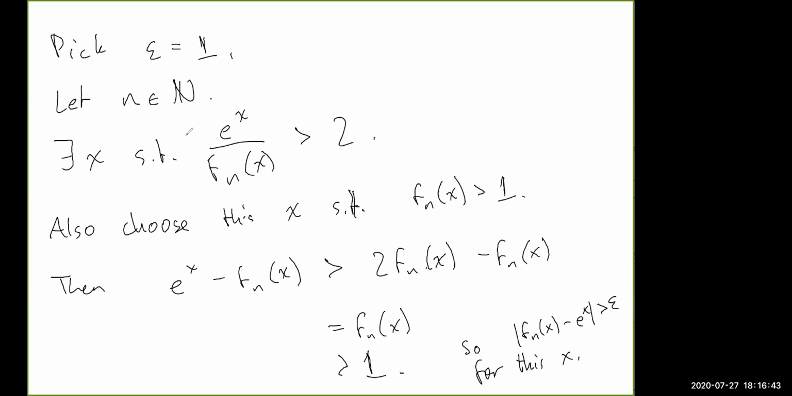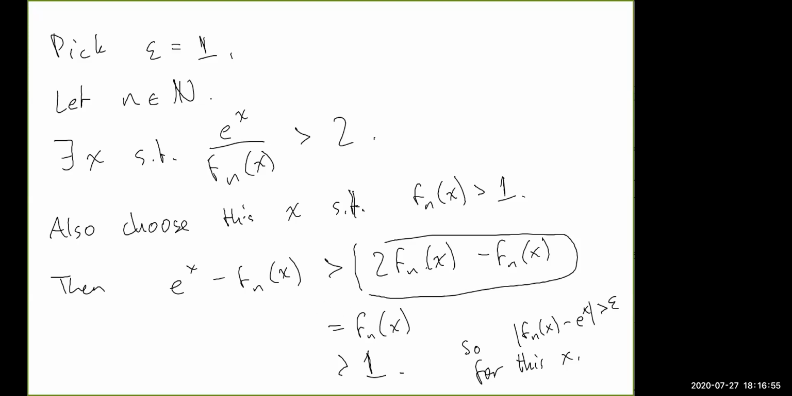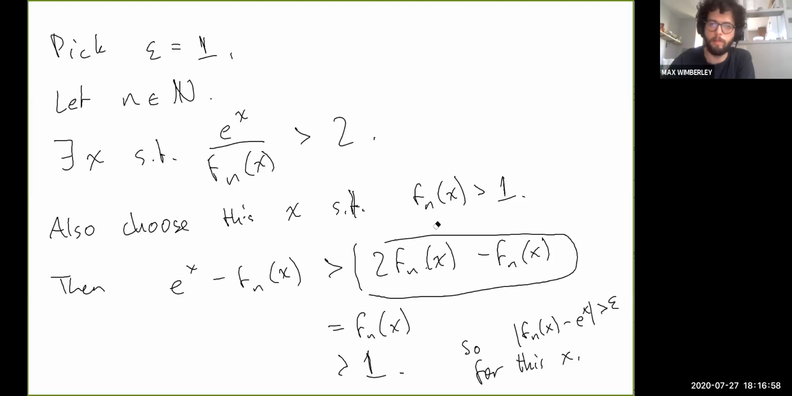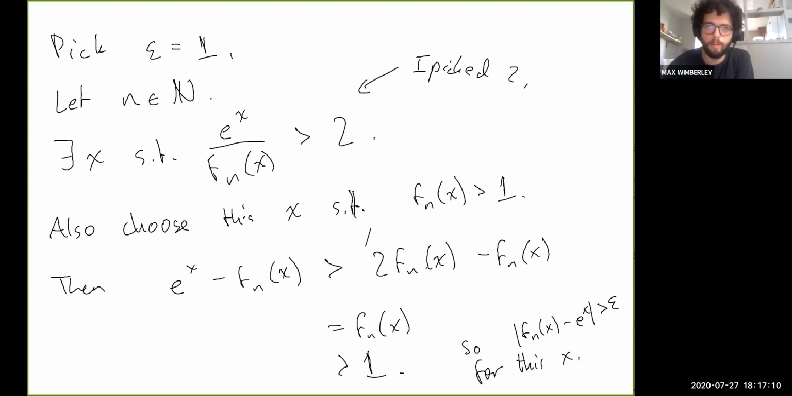I have a question. Where did the 2 come from? I picked that arbitrarily, just to make this work out simply. But you can mess with a lot of the constants here. As long as this is anything strictly bigger than 1, I think, anything greater than 1 will work.